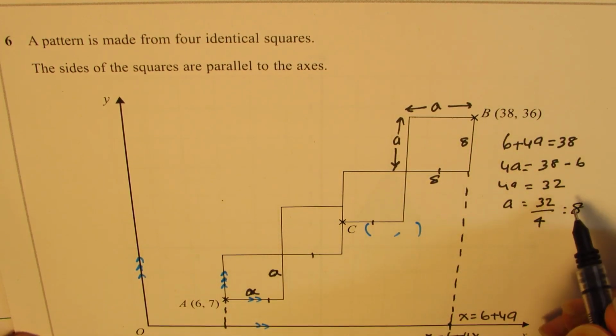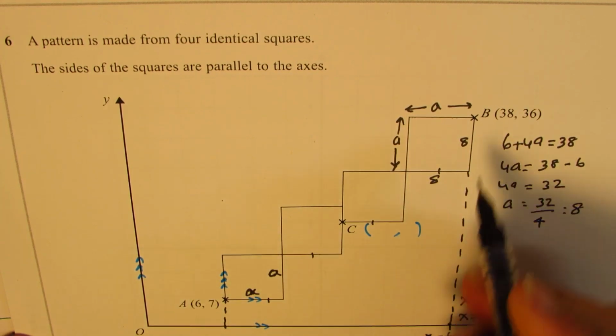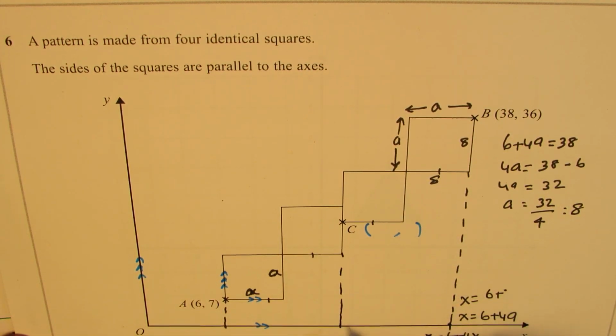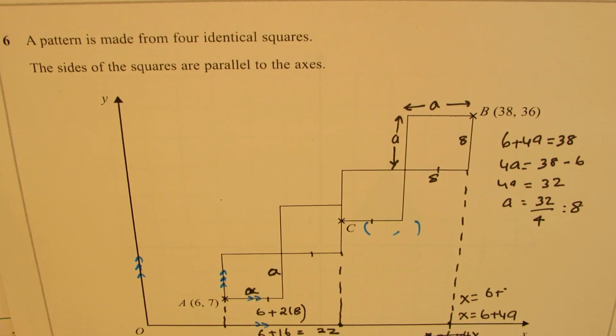Now, we need to find the y coordinate. We know now the x value, right? So the x value is 6 plus 32, which we know. We can find the x value of this point clearly. So we have now 6 plus 8 and 8, right? So 2 times 8 we get the x value. 2 times 8 is 16. So we get this value as 6 plus 16, which is 22. Clear? So that is the x value.